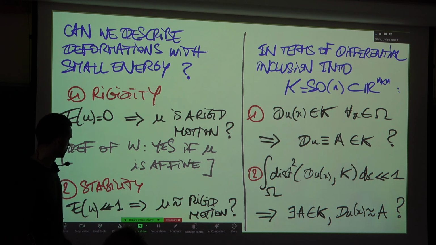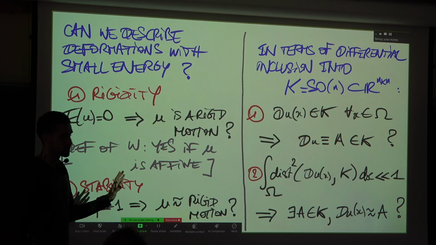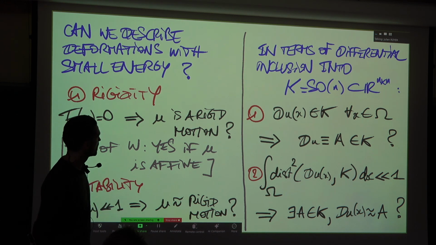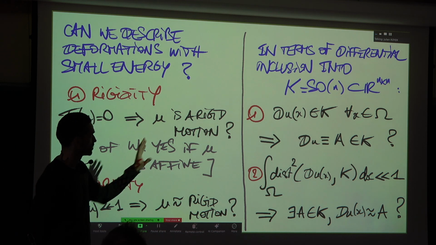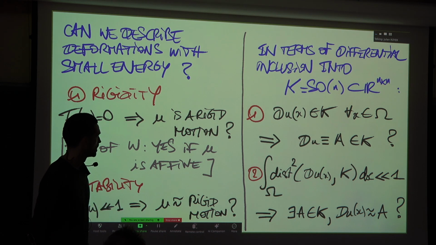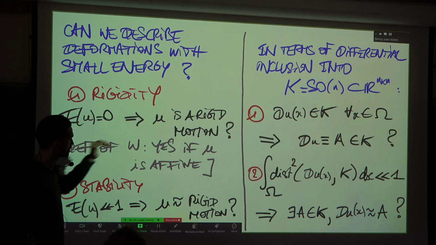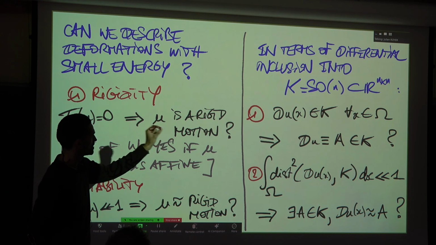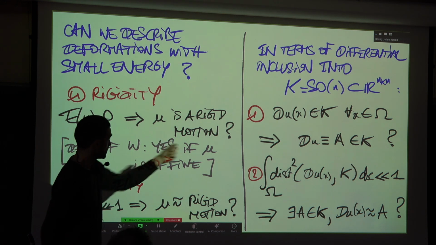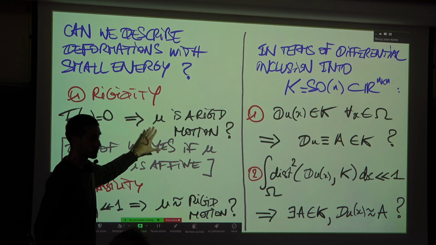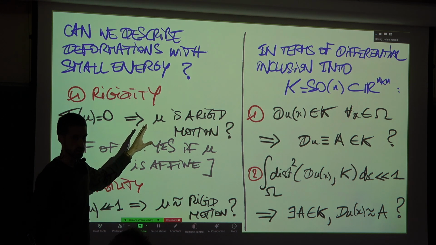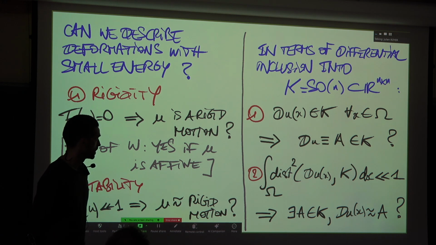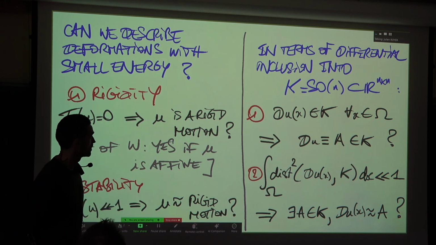Now I want to do a rephrasing of these questions in terms of mathematical objects that are differential inclusions. Okay, so here I have a set K, which is just the rotations, in dimension n by n matrices. And I can rephrase my two questions in the following way. The first one is, if I know that the matrix du is in K at every point, can I deduce that actually du is a constant? Because this is really what we are asking here. Show that the map U is affine, which means that du is a constant.